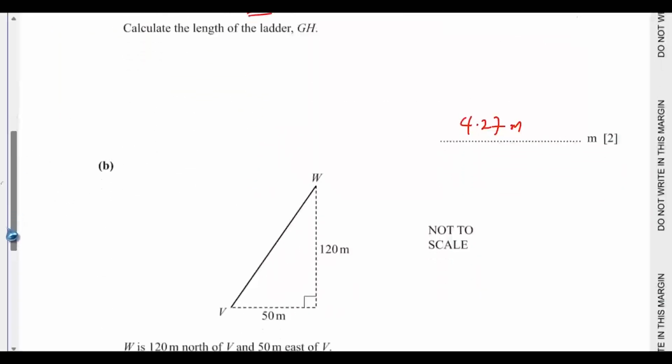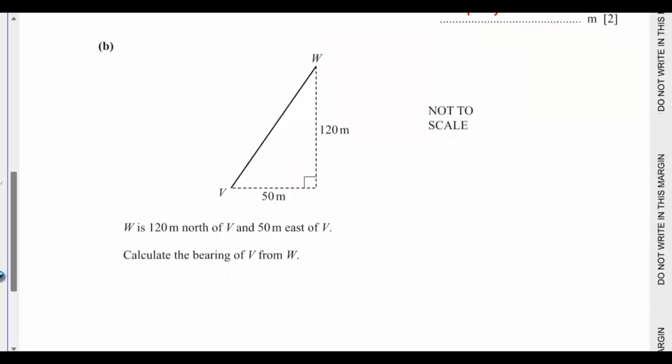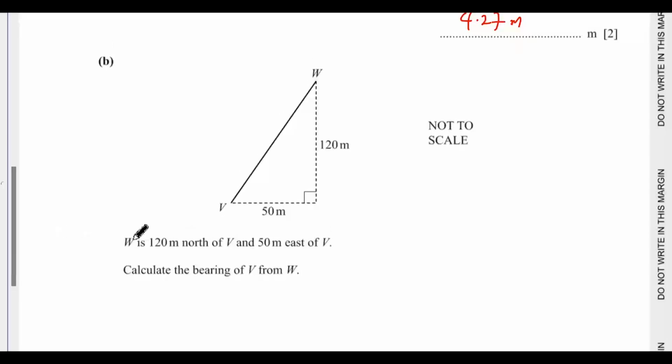Okay, so part B. W is 120 meters north of V. So you can do something like this. This is V, this is the north, and this is vertical. Okay, no troubles. And for W, you can do something like this as well. Okay, good. So calculate the bearing of V from W.